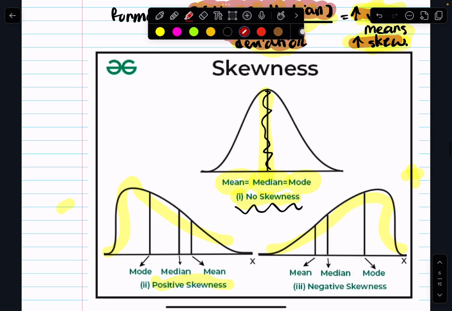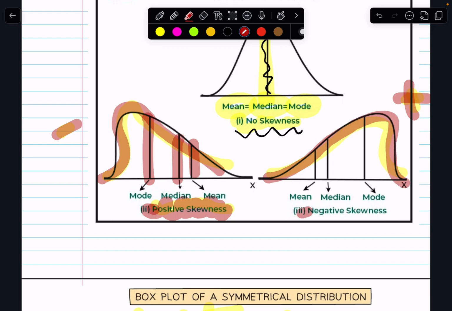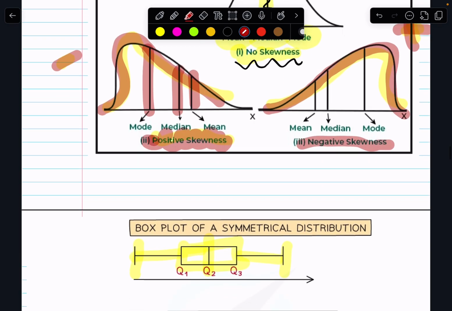If I had no skewness, then my mean equals my median equals my mode, and I would have a perfect shape, but that's not always the case. If I have a shape that's more bent to the left, my mode is here, my median is here, my mean is here, then I'm going to have a positive skewness, because this is more bent to the negative side. And if I have something bent to the positive side, I'm going to have a negative skewness.